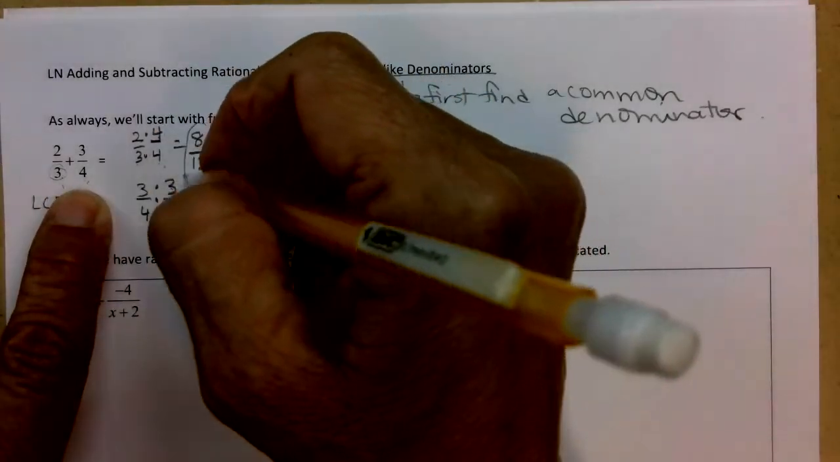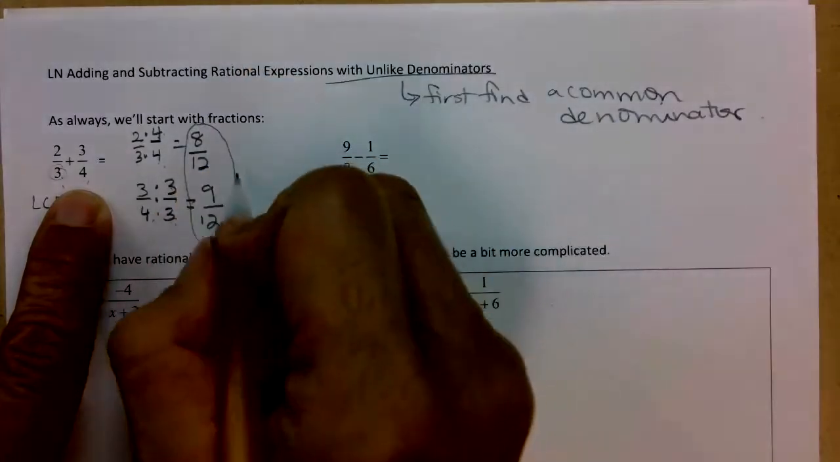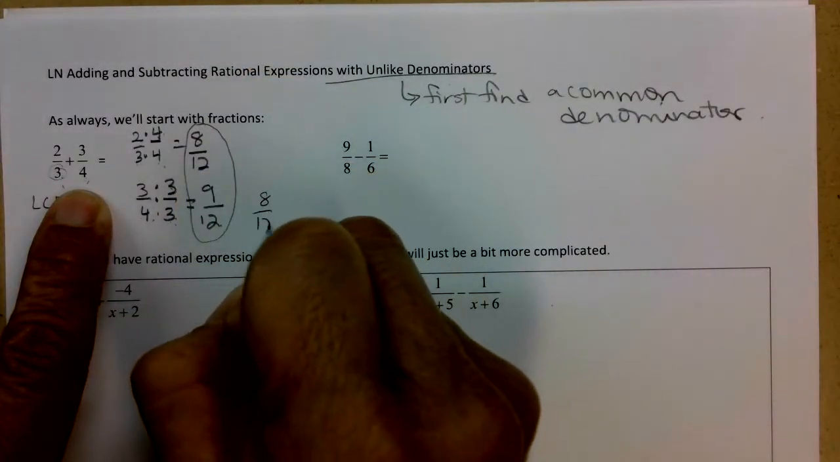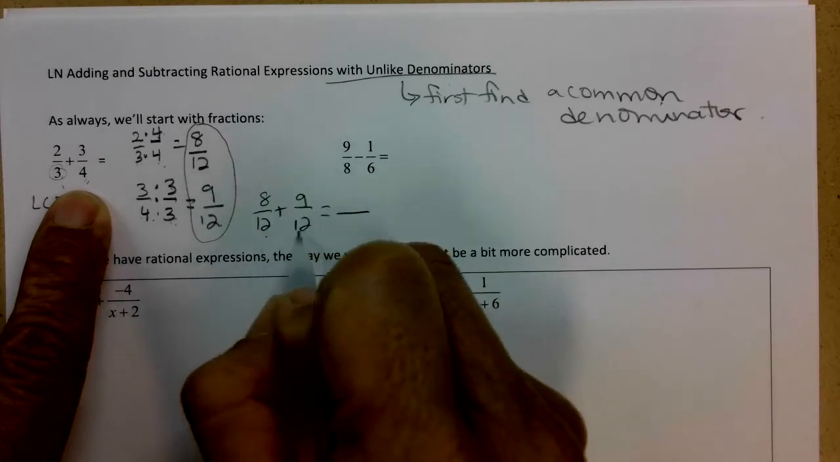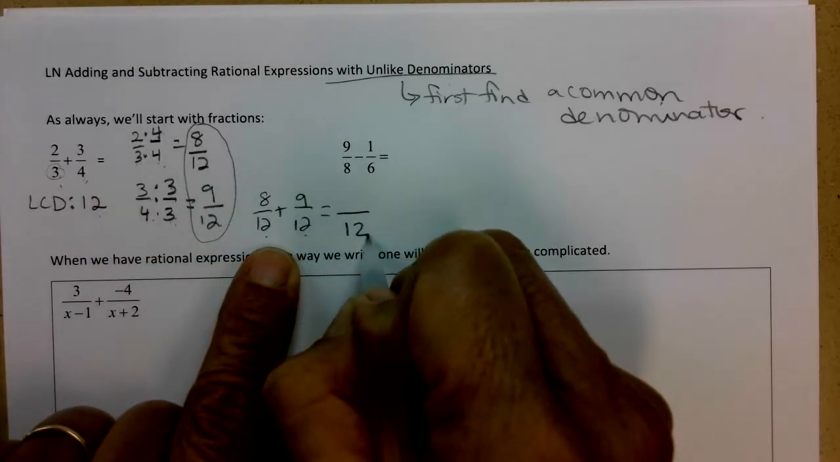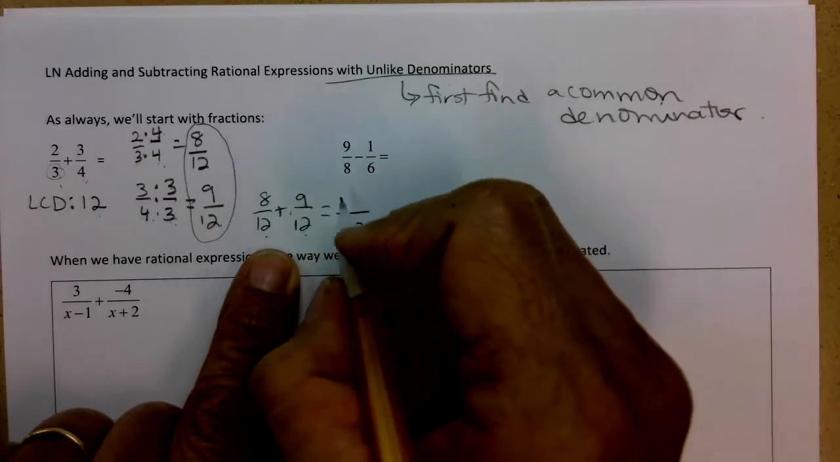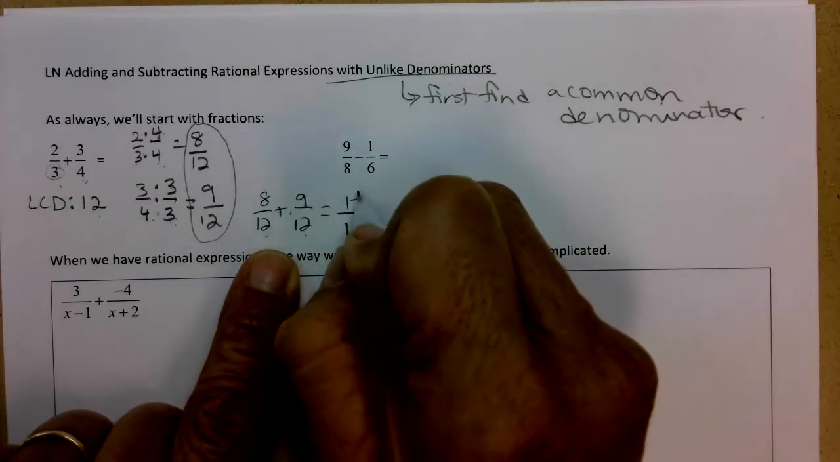So now these are equivalent fractions that I'm going to add together. So 8/12 plus 9/12, common denominator, so, right, the denominator stays the same, and we add the numerators. So 17.